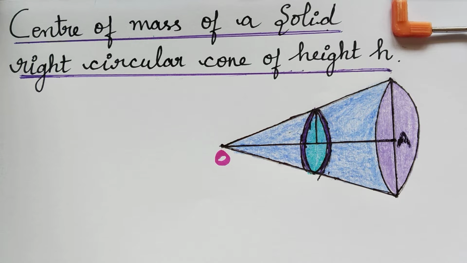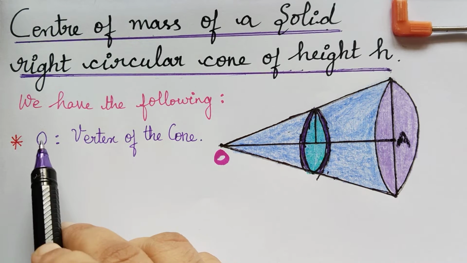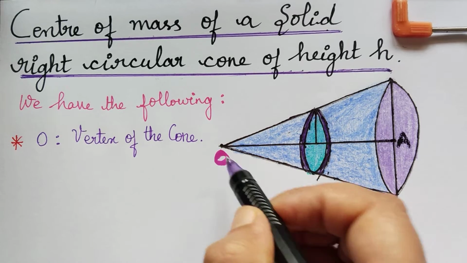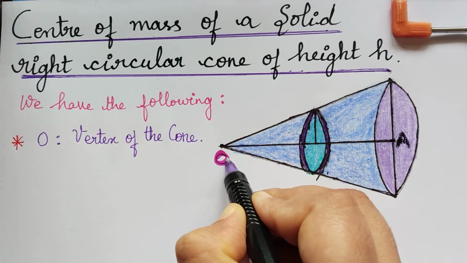Dear students, under the topic center of mass, here we are going to find the center of mass of a solid right circular cone of height h. So we have the following assumptions. O is the vertex of the cone. So this is the vertex of the cone which is taken as the point O.